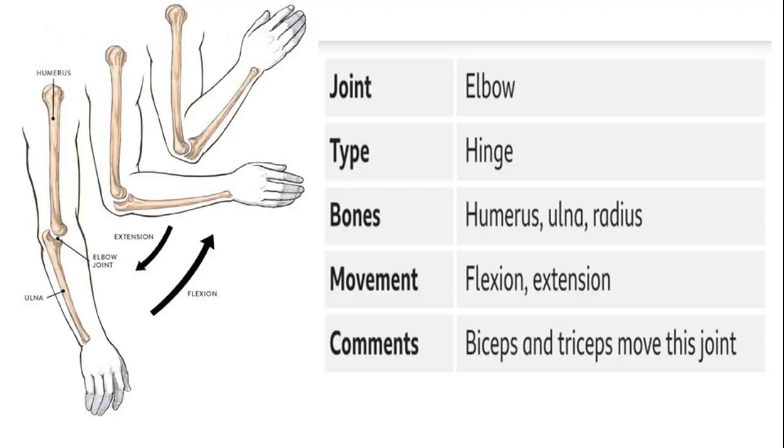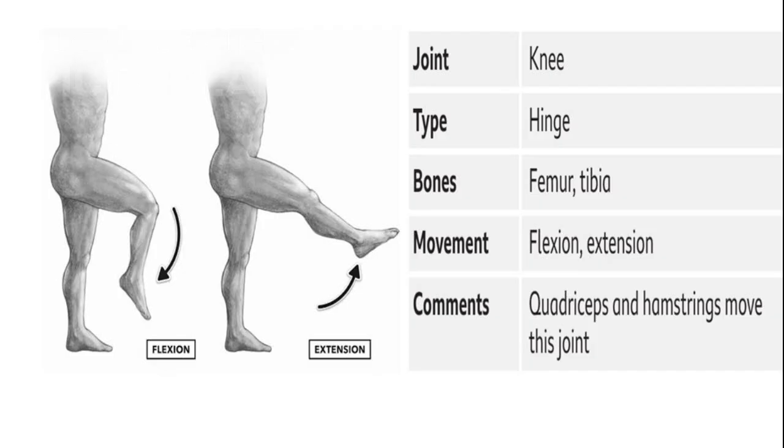The elbow is a hinge joint involving the humerus, ulna, and radius bones. It allows for flexion and extension, with the biceps and triceps moving this joint. The knee is a hinge joint involving the femur and tibia bones. It allows for flexion and extension, with the quadriceps and hamstrings moving this joint.